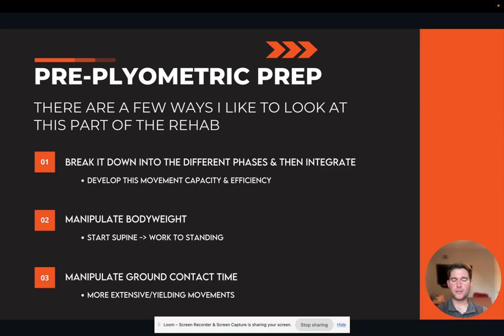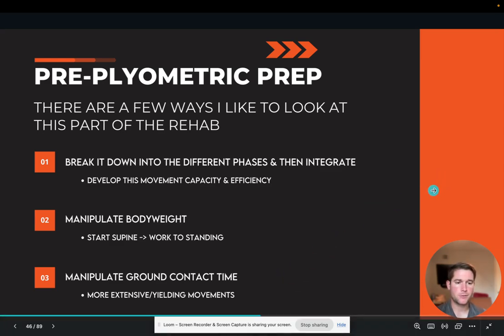Another thing we can do is manipulate the individual's body weight, having them start supine, which I'll have some videos of some examples, and then work their way up into standing, where they're working at least on improving their striking, their foot contact. As you transition to standing, you can also use bands to help unweight them. We'll dive into some of that later. And then the last thing is we can manipulate the ground contact time, making the movements more extensive, more yielding, and really working on building tissue capacity, with those deeper types of movements.